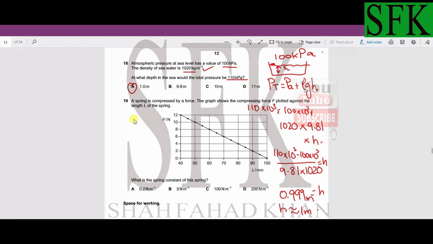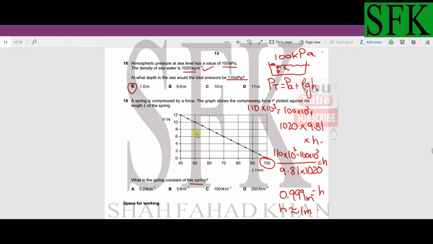Now let's move on to the next MCQ, number 19. A spring is compressed by a force. The graph shows the compressing force plotted against the length L of the spring. So this is actually our compression force. If the force increases, the length decreases to this value, and if the force decreases, the length increases, and the original length is 100 millimeters. What is the spring constant of this spring?